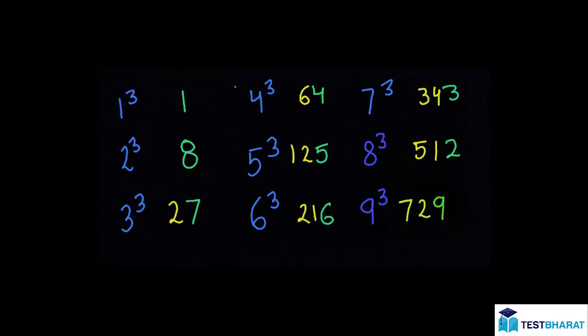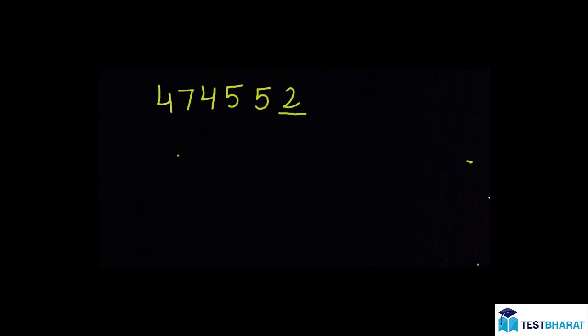Okay, so what we have to do is we simply have to cut the last 3 digits, the ones, tens, and hundreds places, and we have to write 8 here. So 8 is the last digit of the cube root.